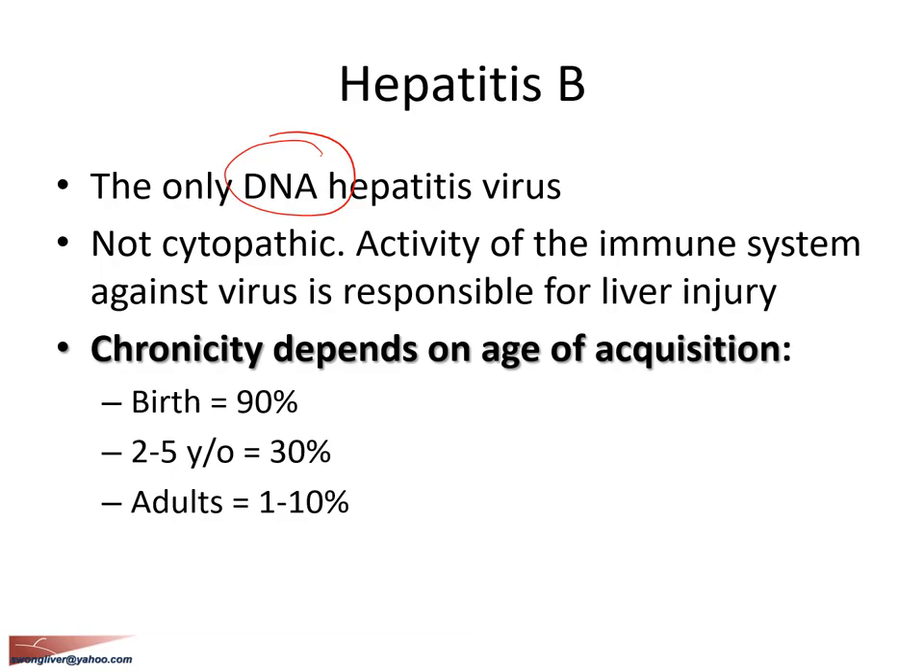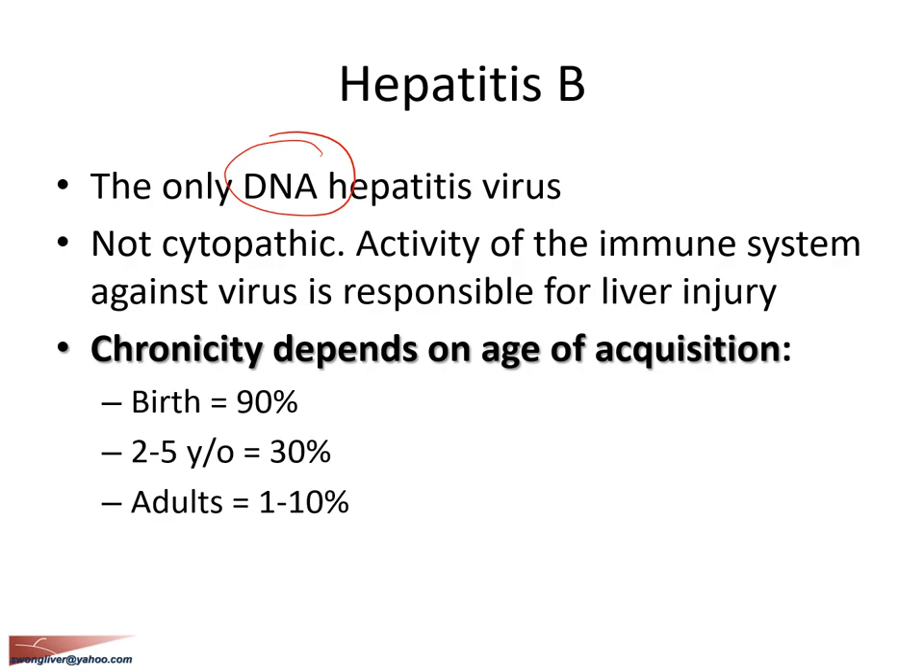They don't really cause direct liver injury, but it's the activity of the immune system that is responsible for liver injury. Okay? So if you remember the principle earlier that I've mentioned, if you have a mature immune system, the immune system is more able to fight off the virus, but in the process, there's more liver injury, right? Now, for hepatitis B, this same principle also applies to the reason why patients are more likely to develop chronicity depending on when they got the infection.